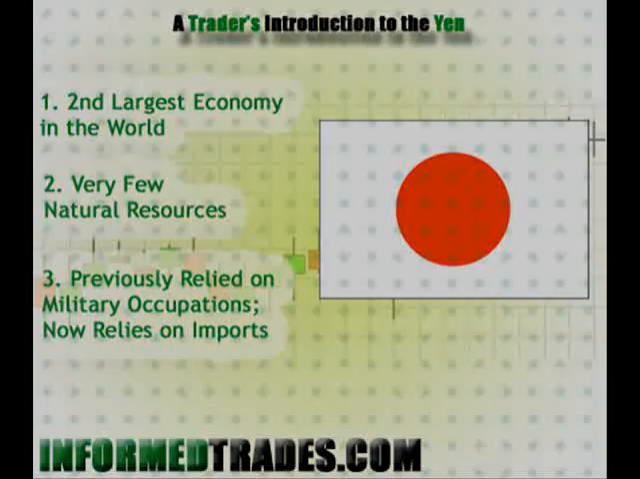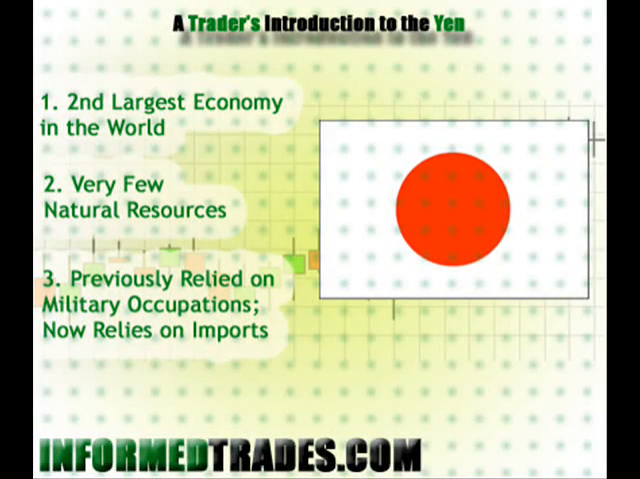In our last lesson, we finished up our series on the euro with a look at the major economic indicators which affect the currency, as well as where traders can go to follow those indicators. In today's lesson, we're going to continue our free Forex trading course with a look at the next most actively traded currency, the yen. So let's get started.